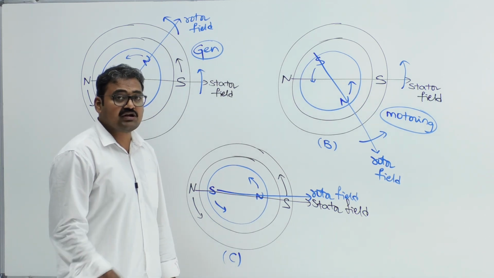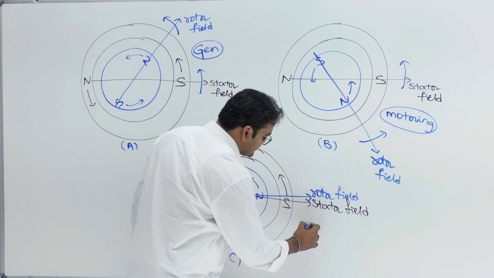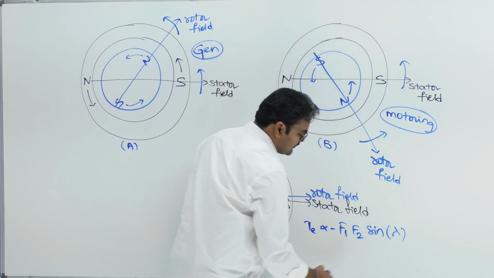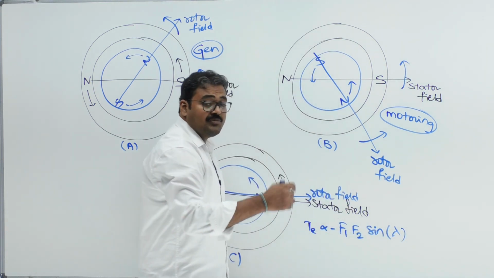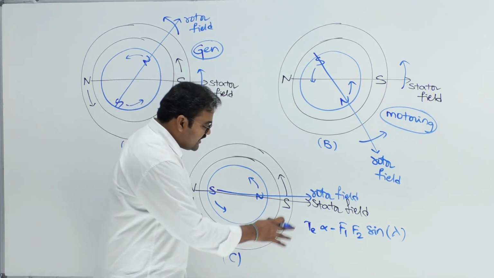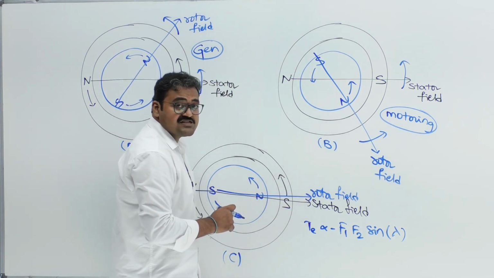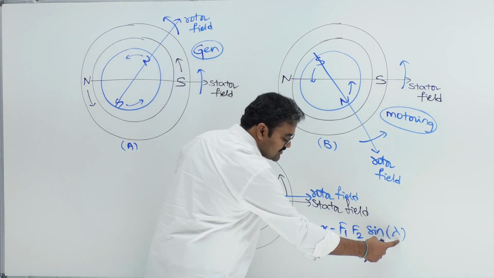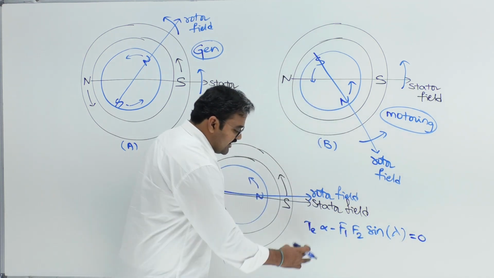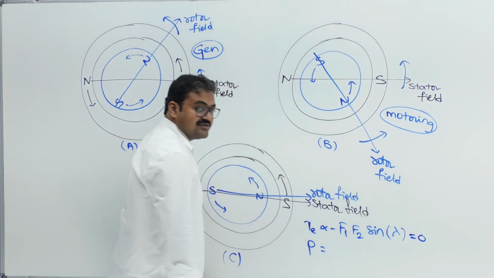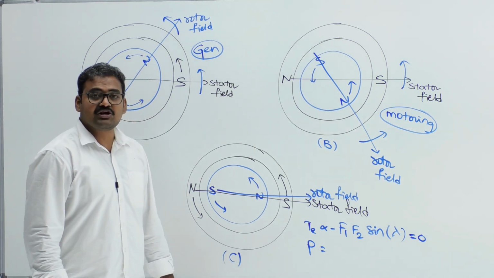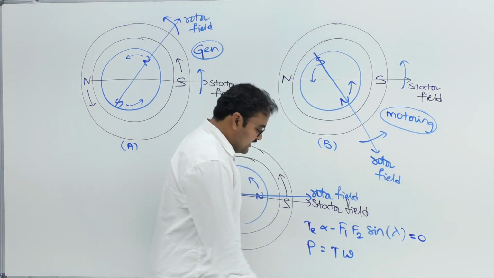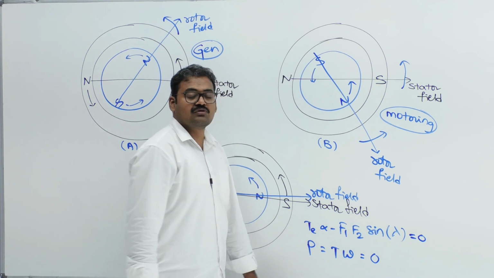You remember the basic torque equation we developed. What is the basic torque equation? Torque is proportional to minus F1 F2 sine lambda. Here lambda is nothing but the angle between stator field and rotor field. Here both fields are in phase with each other. In phase means what is the angle between the two? 0. You substitute that 0 degrees here, sine 0 is completely 0. If torque is equal to 0, then what about power? There is a relation between torque and power, right? Power is equal to torque into speed. If torque is equal to 0, power is also equal to 0.